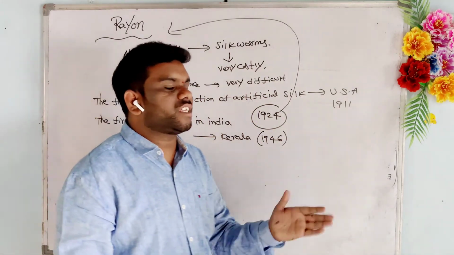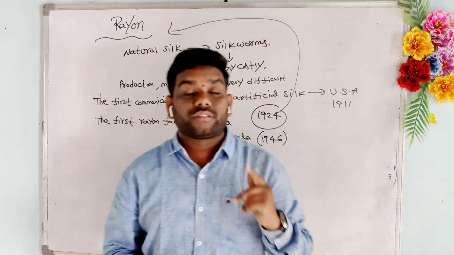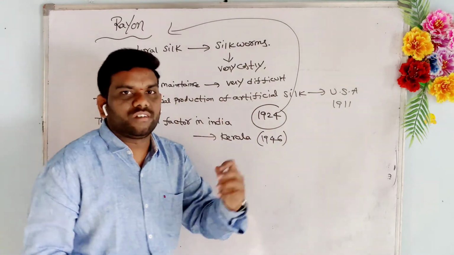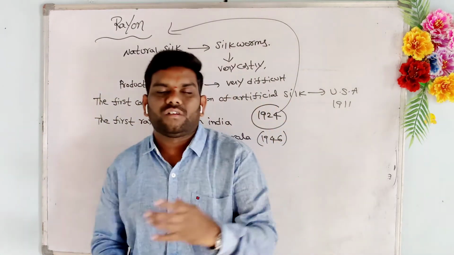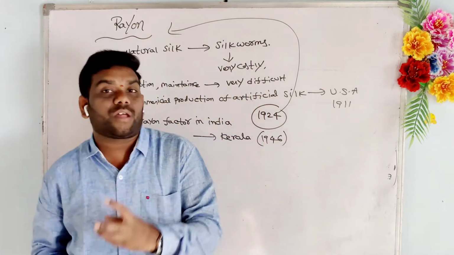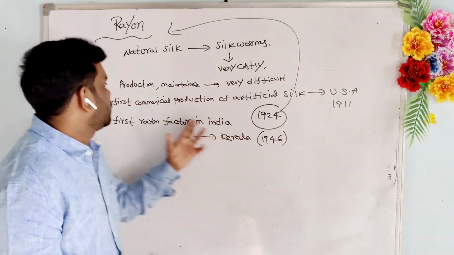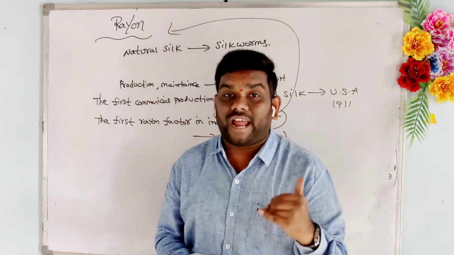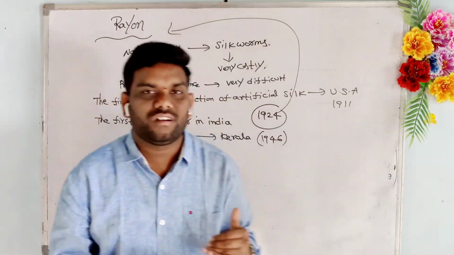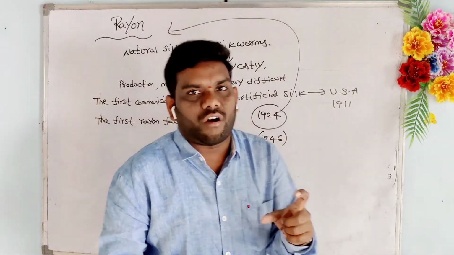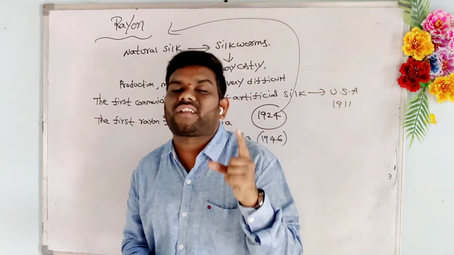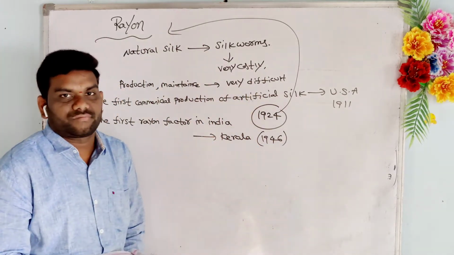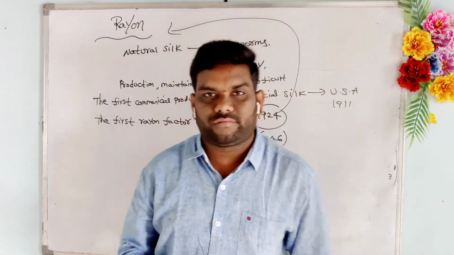So generally natural silk is obtained from natural silkworms. That silk is very costly. So here its production and maintenance are very difficult. So for many years, scientists developed and made efforts, and the first commercial production of artificial silk was invented in the USA in 1911. In 1924 that fiber was called rayon. So this rayon, the first rayon factory in India, they established in Kerala in 1946. So it is the history of rayon.